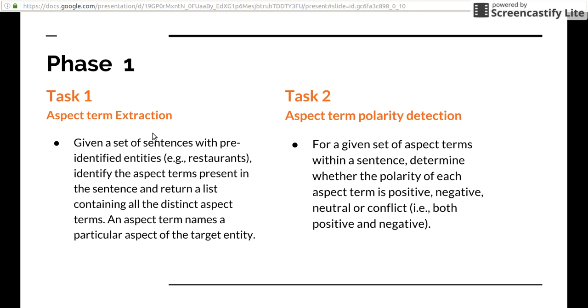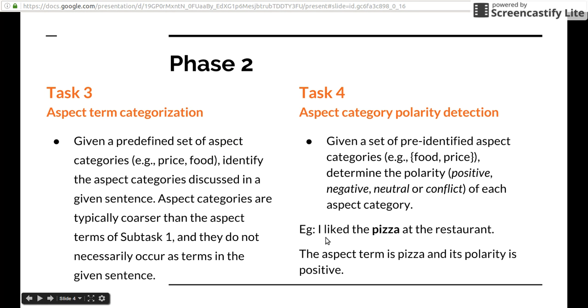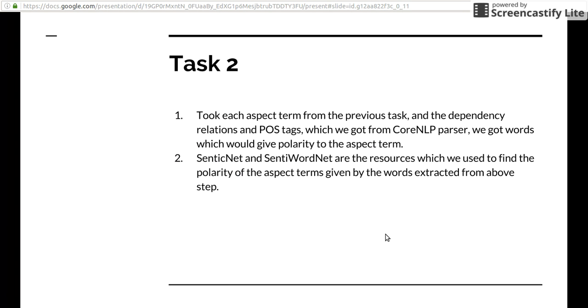For example, if we look at this review, I like the pizza at the restaurant, the word like determines the polarity of the word pizza, which is positive. Here we have used SentiWordNet and WordNet, which are two resources which we use to find the polarity of the aspect terms given by the words extracted from the above step.